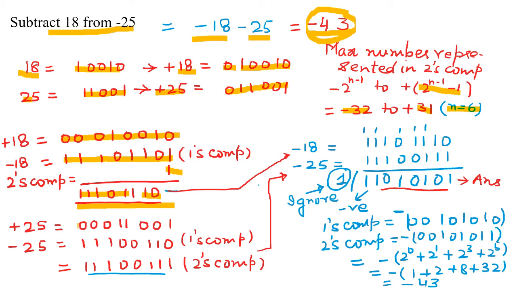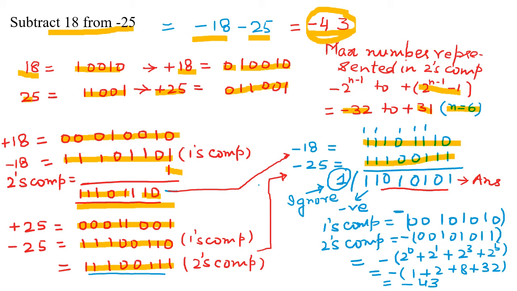Again, I am representing 25 as an 8-bit number. For minus 25, take the 1's complement of plus 25 first, add one to it, and it comes out to be 11100111. Now add the 2's complement value of minus 18, which is equivalent to this, and minus 25, which is equivalent to this. Add the two numbers.